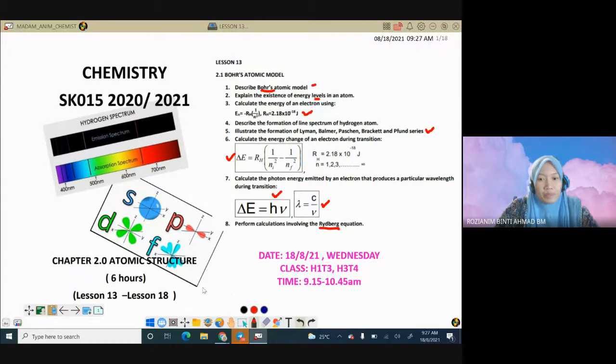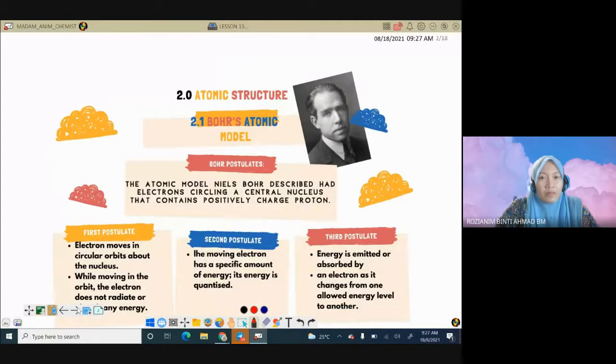Okay, so this chapter 2 covers within 6 hours. So it means it covers about 2 weeks. If you refer to this lesson, this is the summary of chapter 2. You can access it in Google Sites. It is in the section summary of a diagram. You can download it.